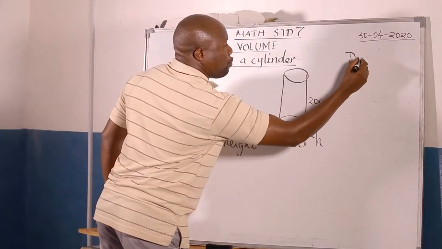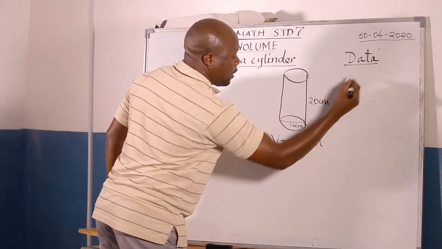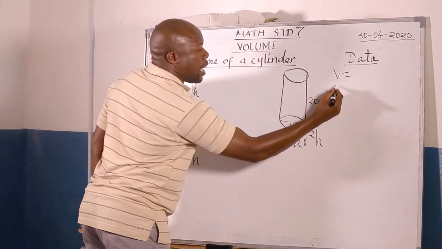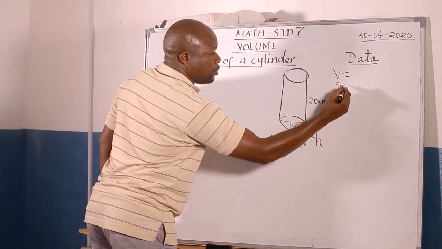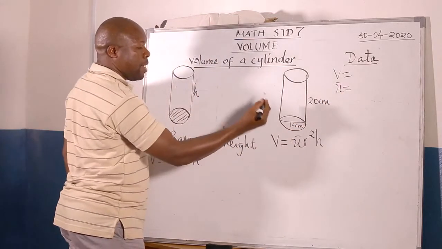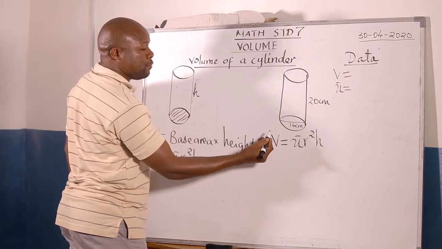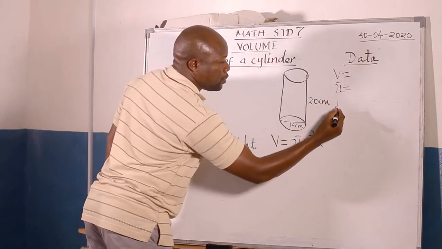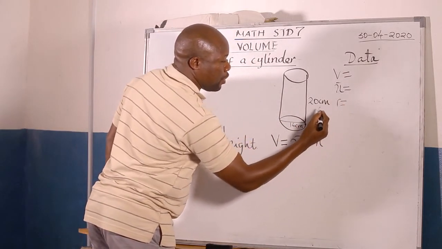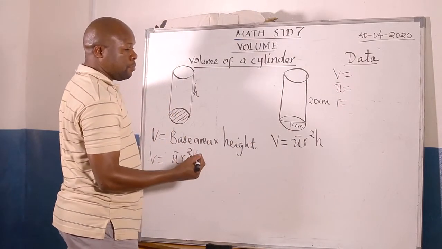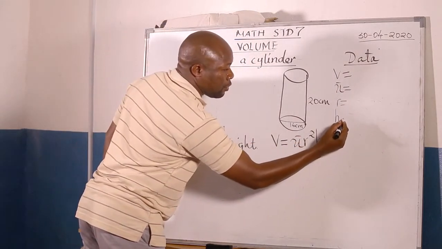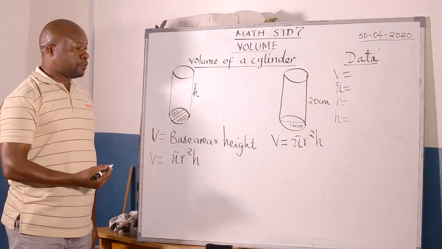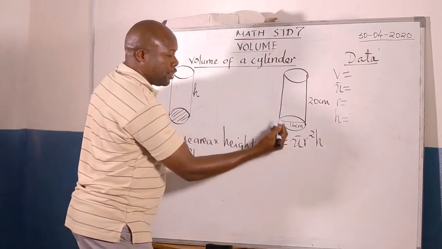We are going to go through the figure and check whether the volume of the figure has been given. We are as well going to check whether the pi to be used in order to find the area of the circular shape has been given. We are also going to check whether we have got the radius of the circular shape. Also, we have to check whether the height of the cylinder has been given. Let's go through it together.